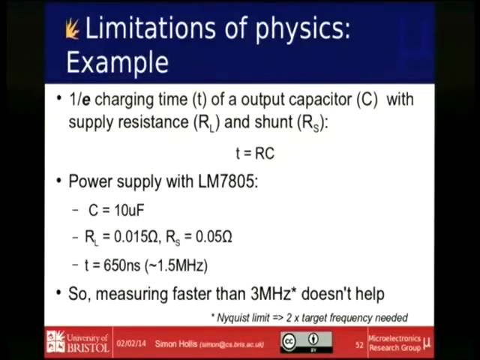So even if you had a 500 megahertz processor, you won't be able to see its power supply changing at 500 megahertz because of the damping of the power supply. So this actually means you need to measure, but there's no point measuring faster than 3 megahertz in this scenario, because you won't see anything, there's no information there.